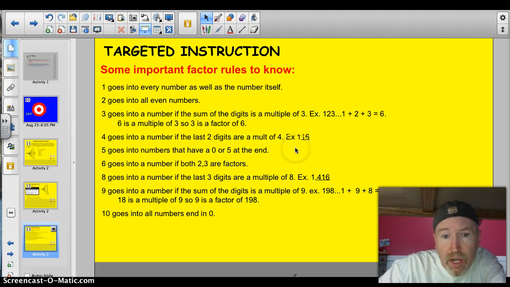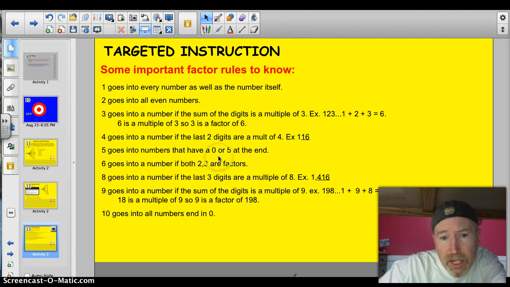4 goes into a number if the last two digits are a multiple of 4. For example, 116. Well, 4 goes into 16 here. 16 is a multiple of 4, and therefore, 4 will go into 116.